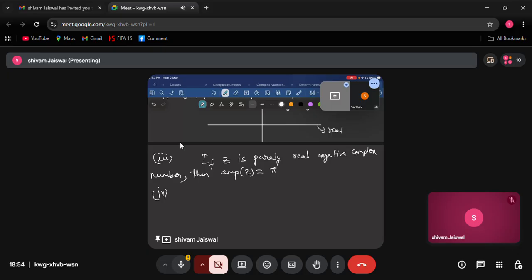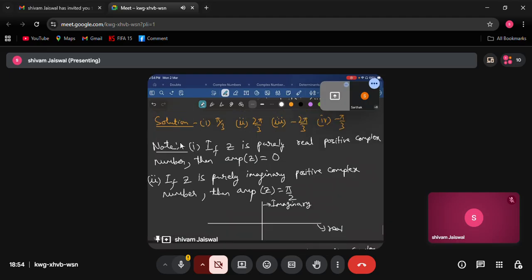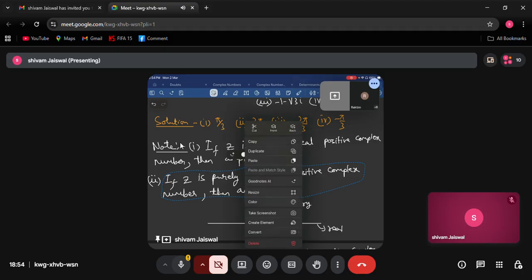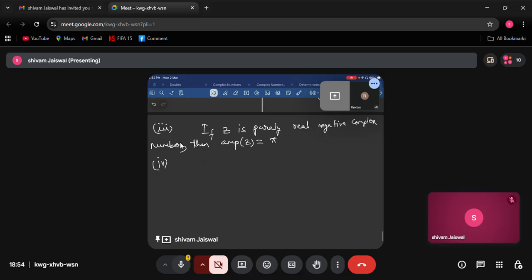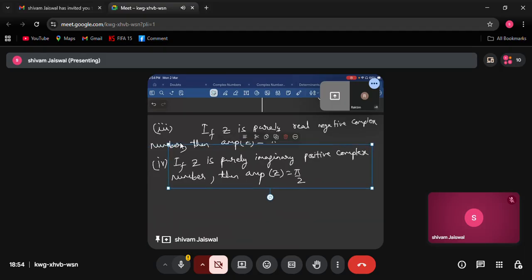And lastly, if Z is purely imaginary, negative complex number, then amplitude of Z is equal to minus pi by 2. Okay.